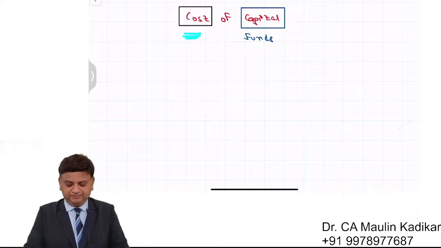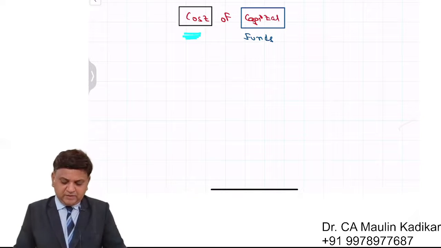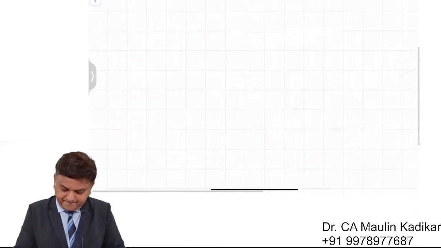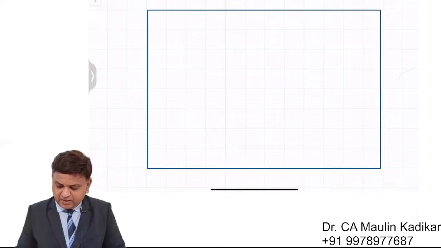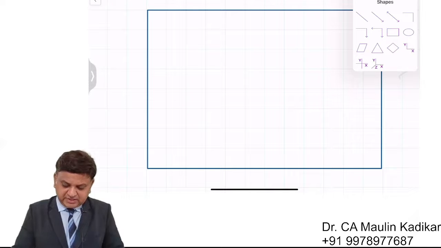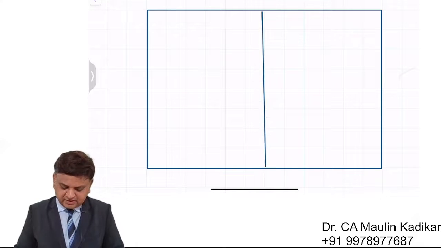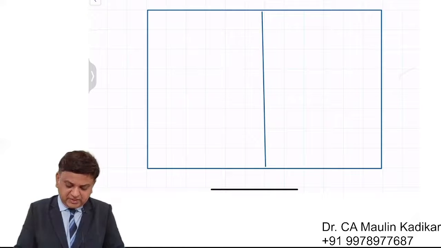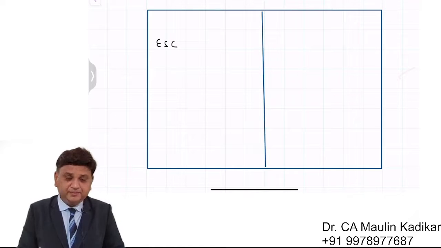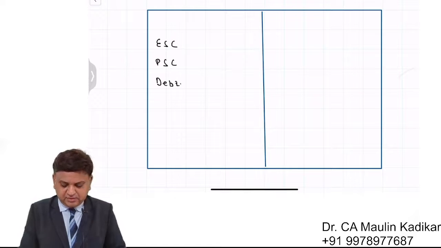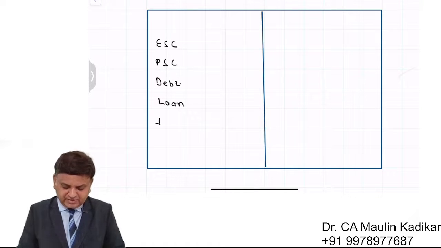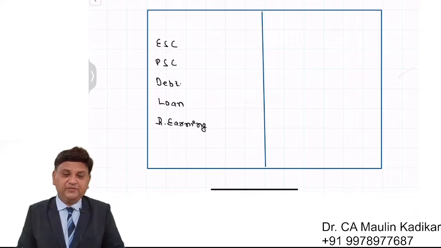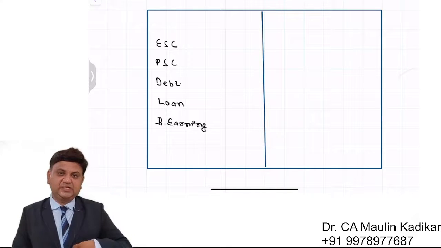Everybody is requested to pay attention. We can say something like this. A company is raising funds from the different sources of finance. Those sources include equity share capital, preferential capital, debentures, loan. There is reinvestment of the earnings in the business. So these are the different sources from which we have the funds which are invested in the business.